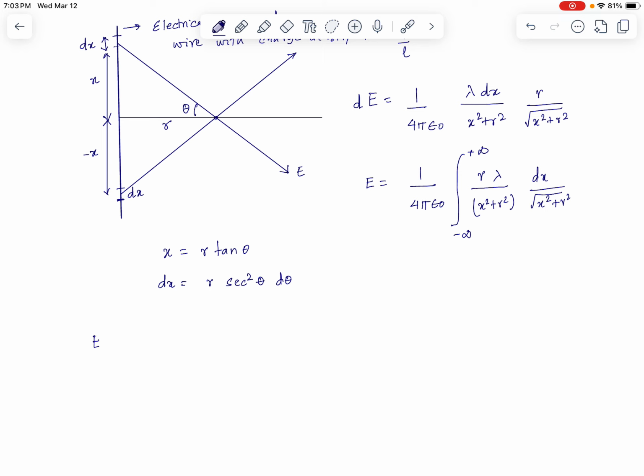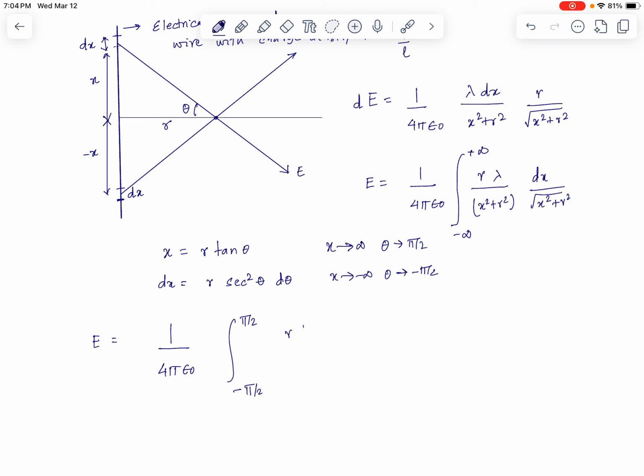So E here becomes 1 divided by 4 pi epsilon 0. When x goes to infinity, theta goes to pi over 2, and when x goes to negative infinity, theta goes to negative pi over 2. So we have the limits as being negative pi over 2 and pi over 2.